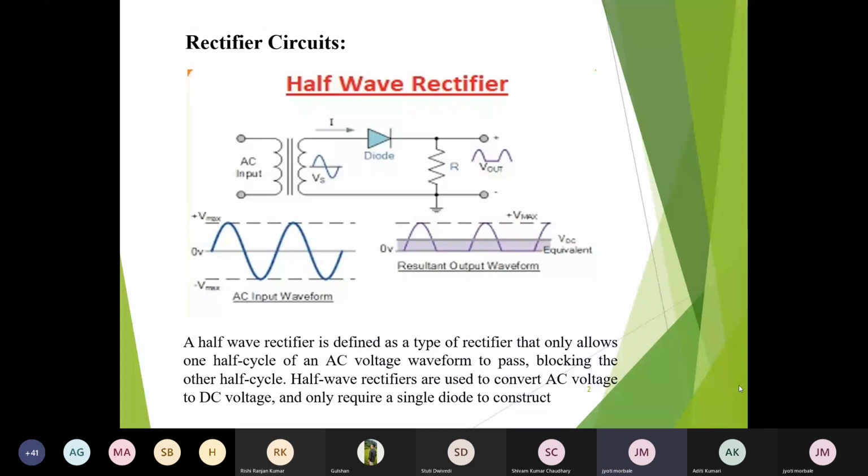Now we have just seen the functioning of the diode. The diode acts as a closed switch, that is ON, when it is forward biased, and it acts as an open switch, that is OFF, when it is reverse biased. So when forward biased it will be in the conducting state, and in reverse bias it will be in the non-conducting state.